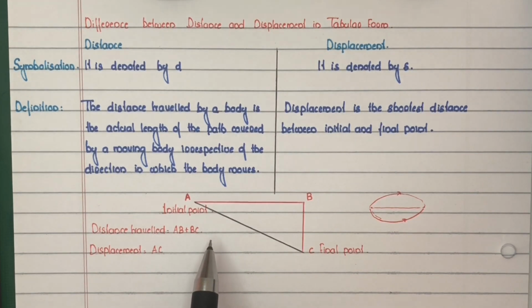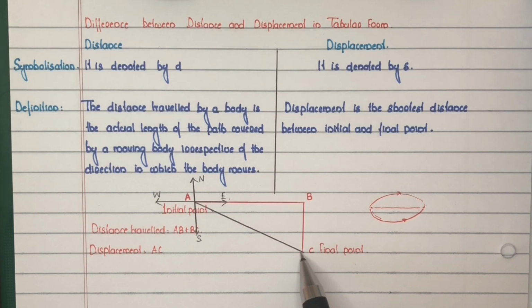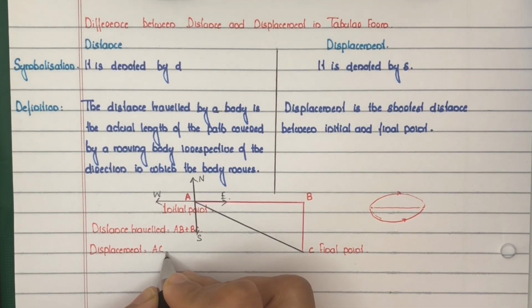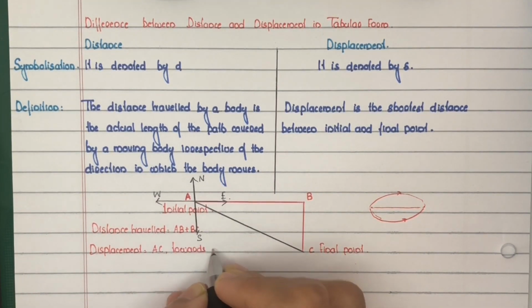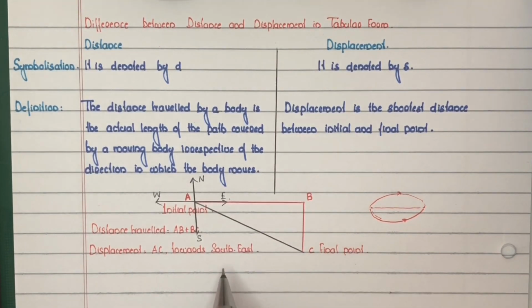Direction matters in displacement. That is, displacement depends on direction. For finding the direction, mark the directions at the starting point. So, with respect to the starting point, the final point is in between south and east, right? So, the final point is towards the southeast direction. So, the displacement is AC towards the southeast. That is, displacement depends on direction.